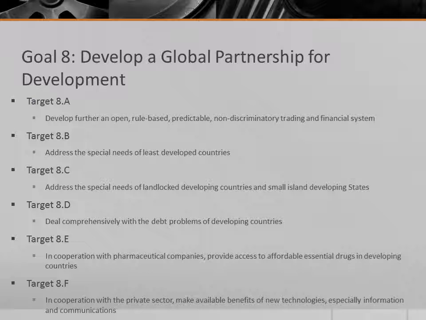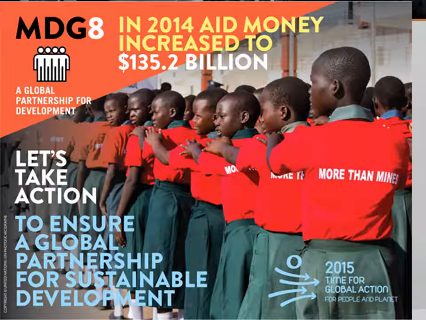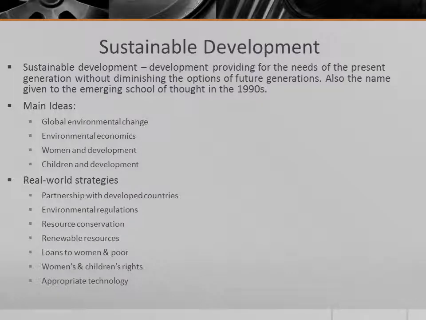But from a development standpoint, it's really improving the level of development in those countries. And so in 2014, aid money increased to $135.2 billion. And so they want to ensure, again, further, this global partnership for development. And so this is where most of the Sustainable Development Goals are aimed, as we're going to see, with an emphasis on sustainability, improving development, without reducing resources for future generations. It's about balance. So what is sustainable development?